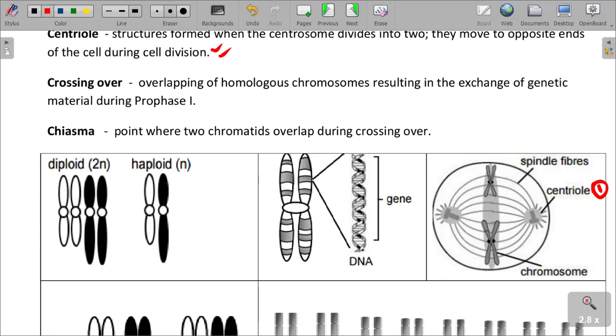So now what you need to take note of is you need to know what is spindle fibers, what is centriole, and then this is the cell membrane. It must be taken note of again.